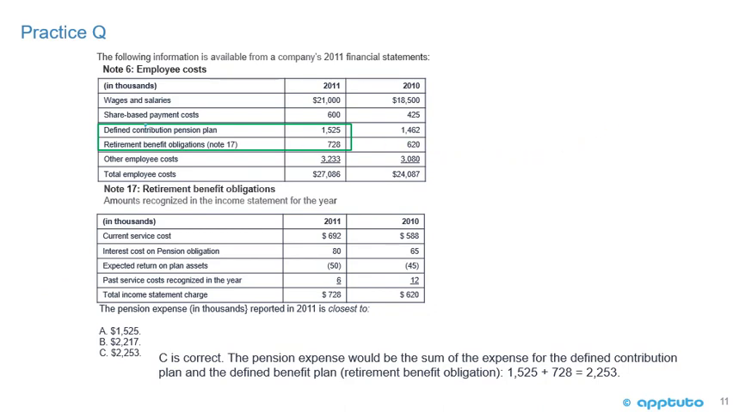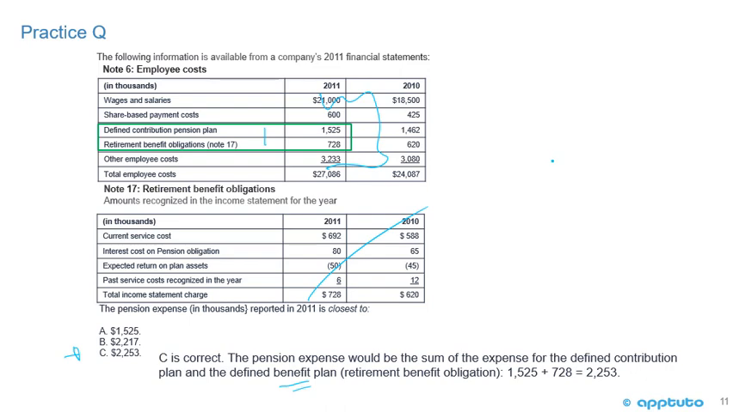You can see the answer is really easy. The correct answer is C. The pension expense would be the sum of the expense for the defined contribution plan and the defined benefit plan. Okay? So here we just have it. It's just the two numbers, the 1525 plus the 728. So all this information was really a red herring. So if you know where to zoom in, this question becomes very easy. If not, it can be fairly complicated.